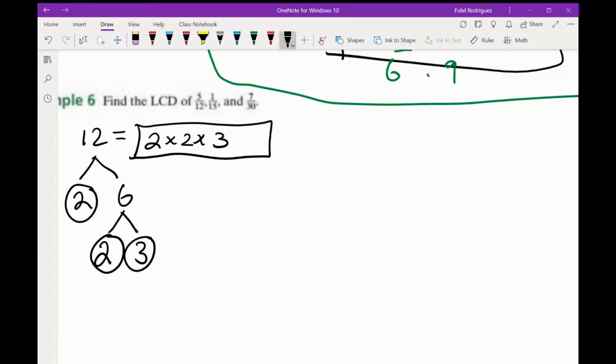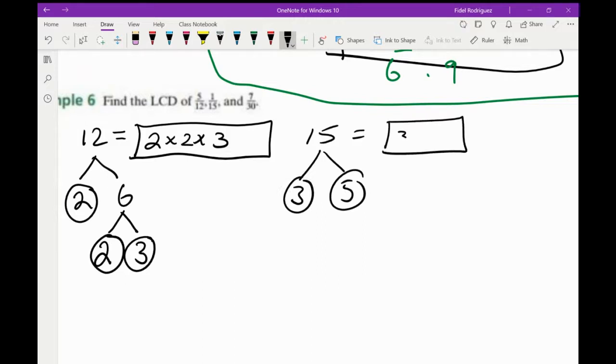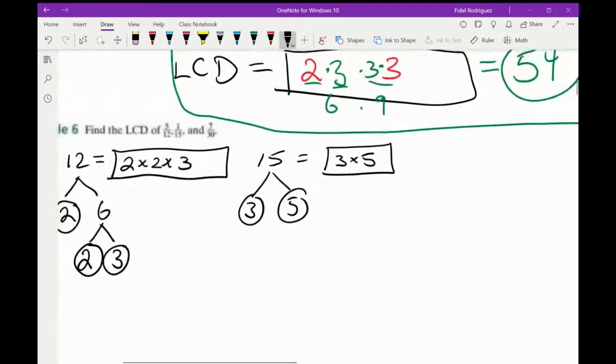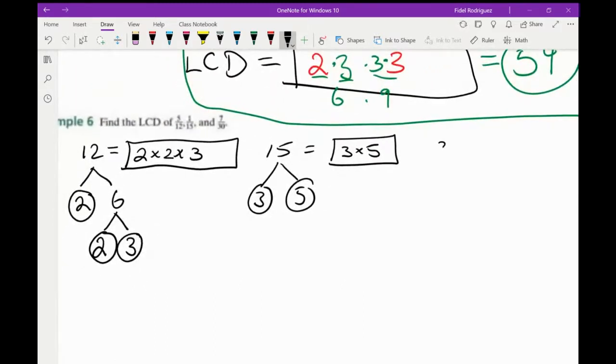And then I'm going to do the same thing for the number 15. So 15 I know is just 3 and 5, and those numbers can't be broken down. So here's my 3, and here's my 5. And then we have one more, we have the number 30. And guys, remember, like I said, when you break down 30, whether you go 2 and 15, or whether you go 3 and 10, or whether you go 5 and 6, this piece over here in the little box is going to be exactly the same, okay?